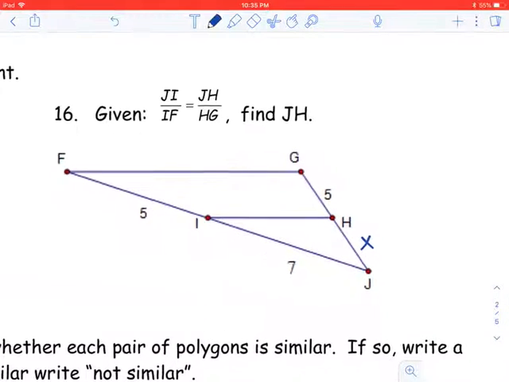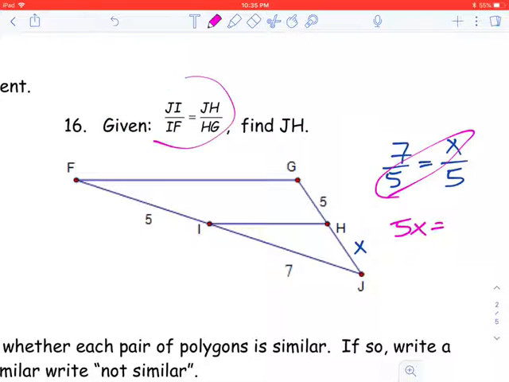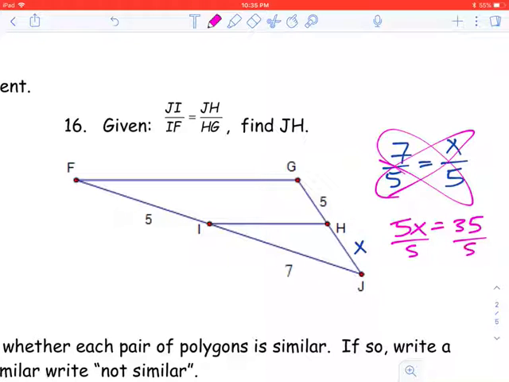Okay, so JI over IF is 7 over 5 equals JH, which is x over HG, which is 5. And so now I go ahead and cross multiply. Now, I didn't just make that up. This is the proportion they gave me. So that's 5x equals 35. And I get x equals 7.